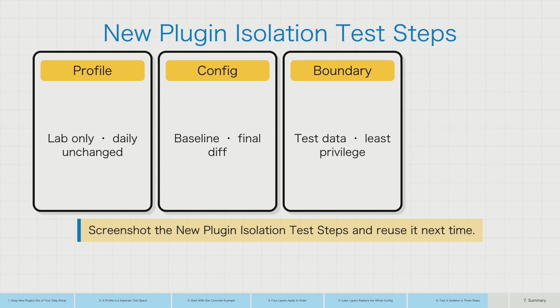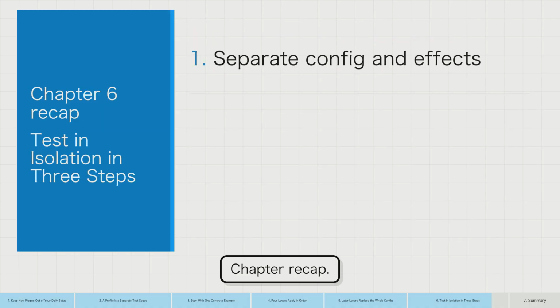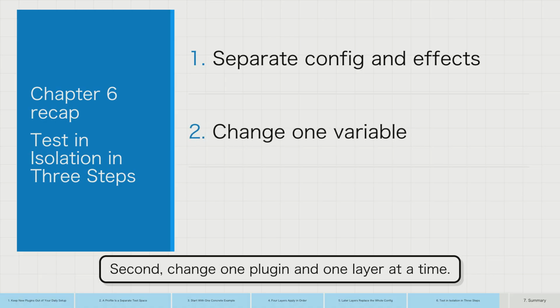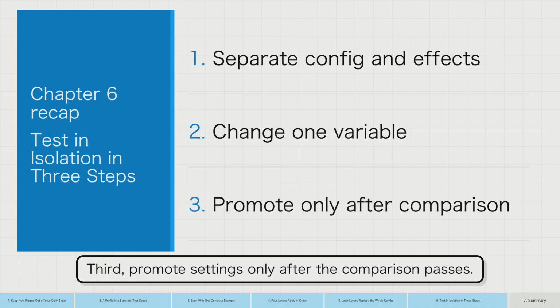Screenshot the new plugin isolation test steps and reuse it next time. Chapter Recap. First, isolate configuration and external effects separately. Second, change one plugin and one layer at a time. Third, promote settings only after the comparison passes.